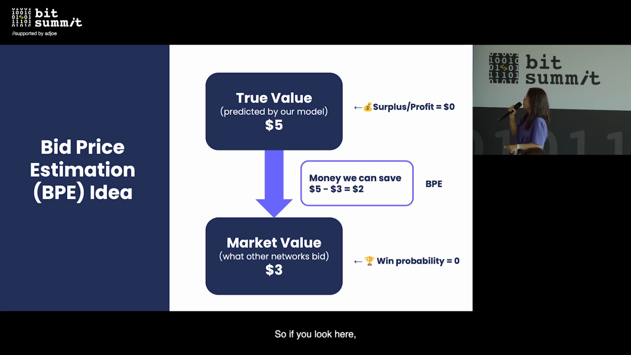So if you look here, if we bid the true value or even higher than that, we don't make any surplus or any profit at all. And if we bid lower than the market value, then we are losing these auctions. So the idea of BPE is to try to find a bid in between these two values that helps us win these auctions and at the same time save some money. Some literature refers to this technique as bid shading, but we call it BPE from here for convenience.